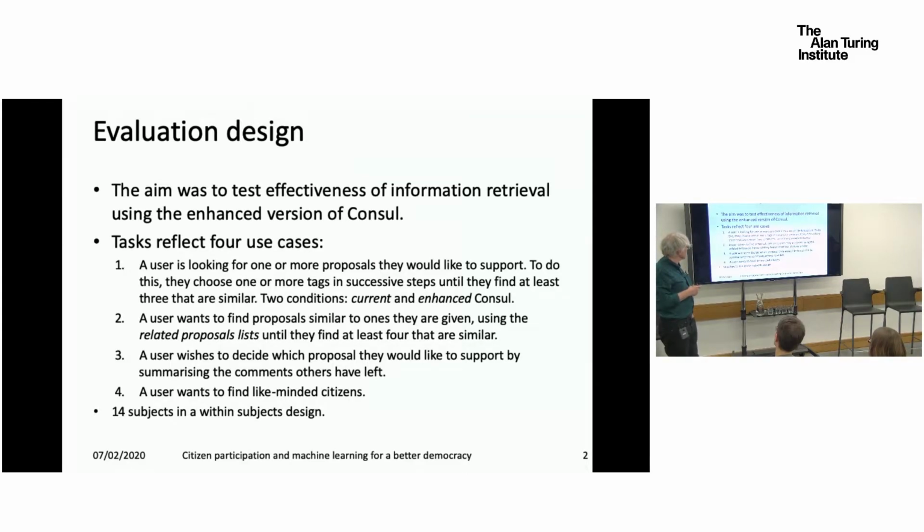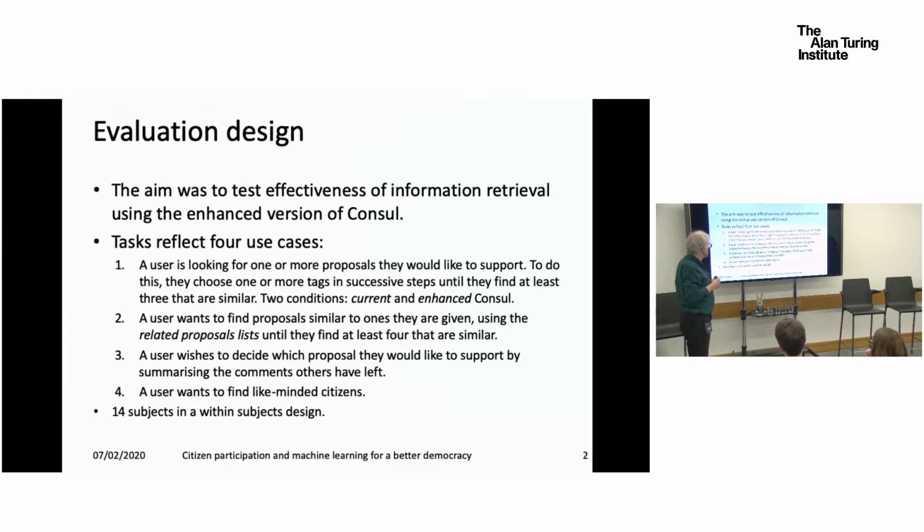A third task is a user wishes to decide which proposal they would like to support by summarising the comments others have left, so looking at the summaries that have been generated. So we're not comparing the enhanced version with the current version here. We're just looking at how easy people find using the summarisation facility that we've produced. And similarly, in the fourth task, the user wants to find like-minded citizens. Again, this is not a task that's directly supported in the current version, so we're only testing whether people feel that what we've developed in the enhanced version does help them to do that.